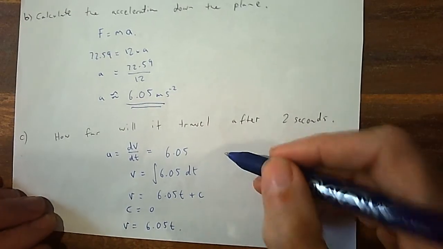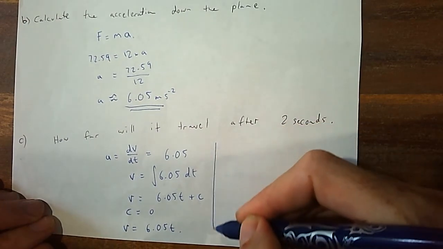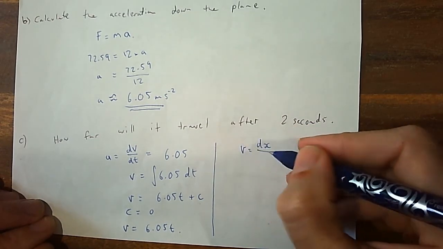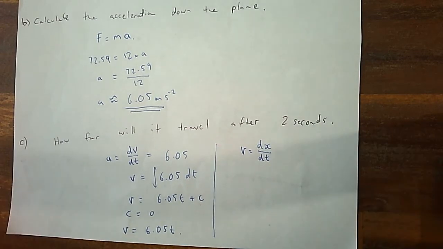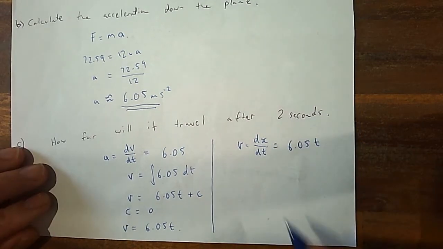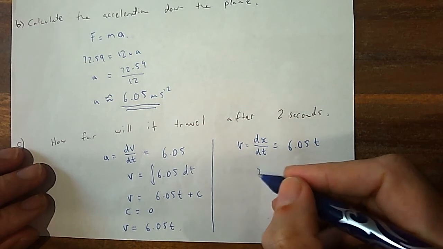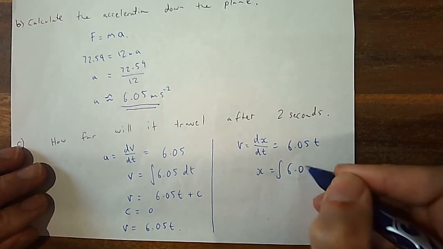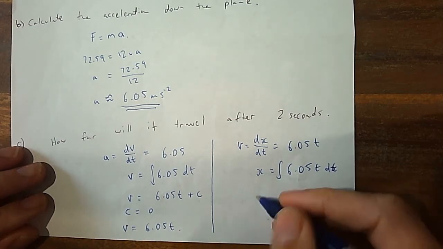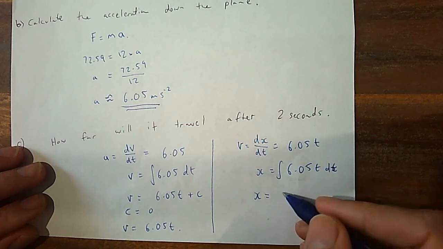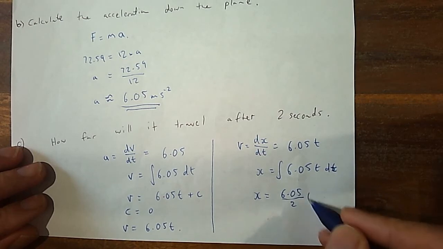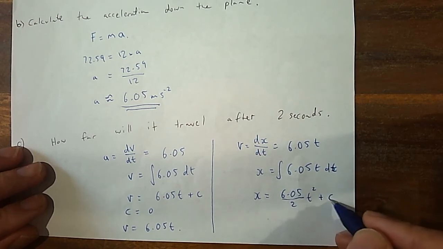Now I'm still not there. I need to find the distance travelled. I know that velocity is equal to dx/dt, where x is our distance travelled, and that's equal to 6.05 t. If I integrate both sides in relation to t again, I end up with x equal to the integral of 6.05 t dt. Therefore x will equal 6.05 divided by 2 t squared plus some value c.